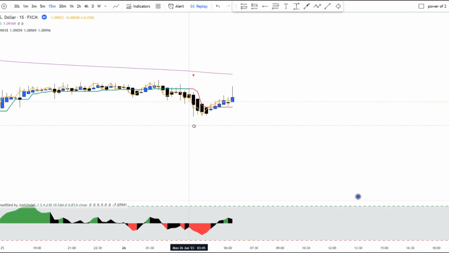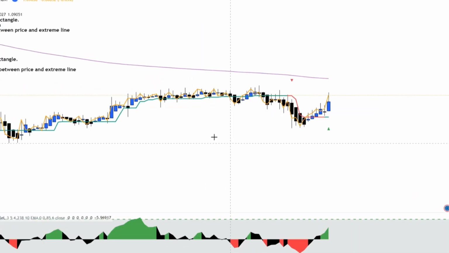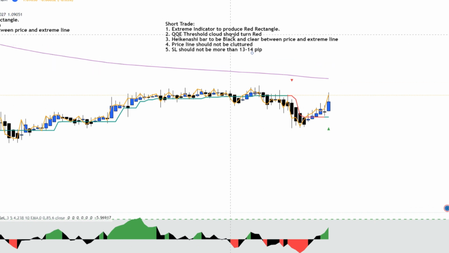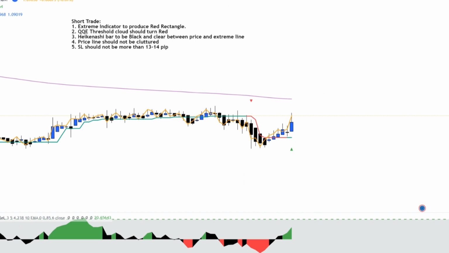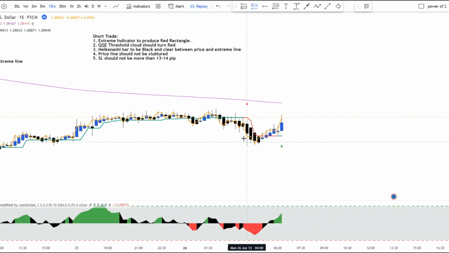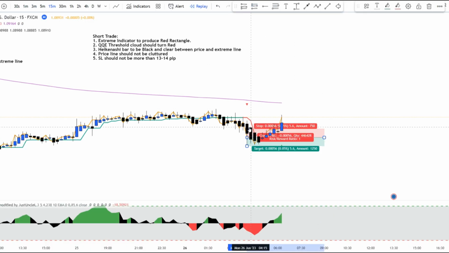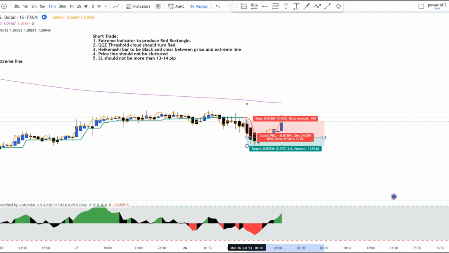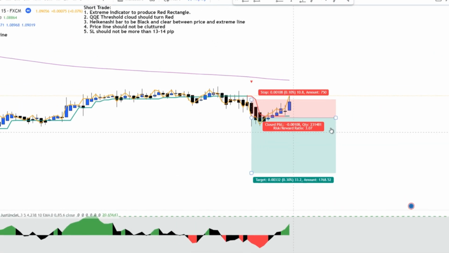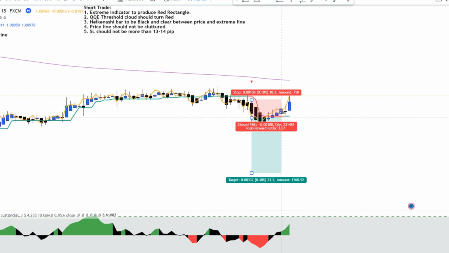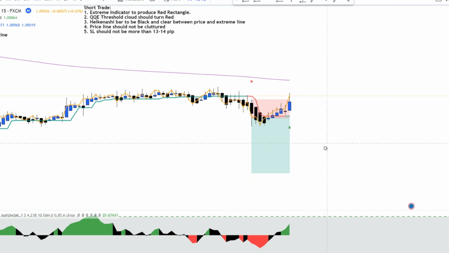Oh, here we have the short entry, and the cloud is also red, plus the extreme line is red as well. The Heikin-Ashi bars are black, so we're gonna enter short here based on the price line. Remember that we're gonna be using the price line, not the Heikin-Ashi bars, for the entry. We're gonna be targeting 1 to 5, and the stop loss is going to be the recent swing.